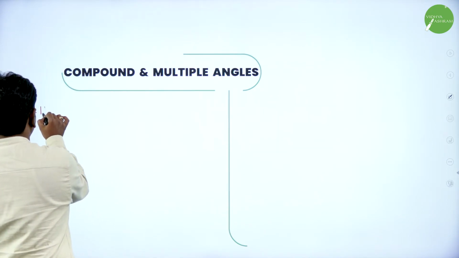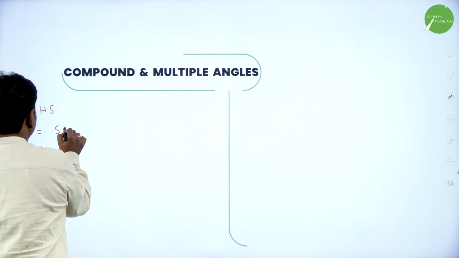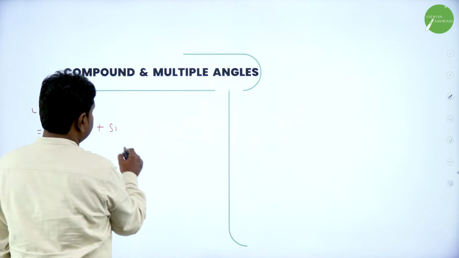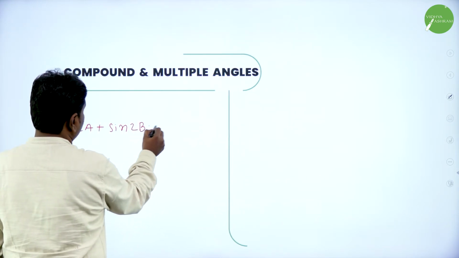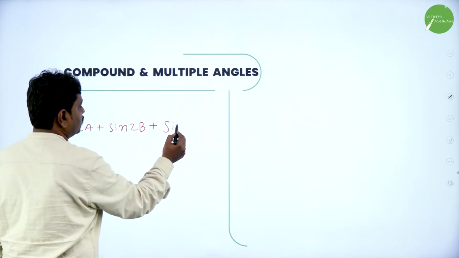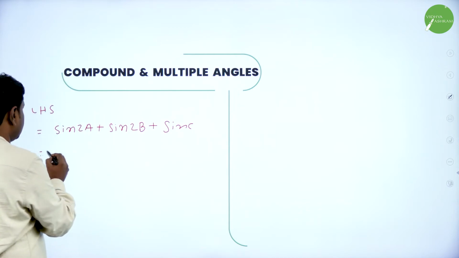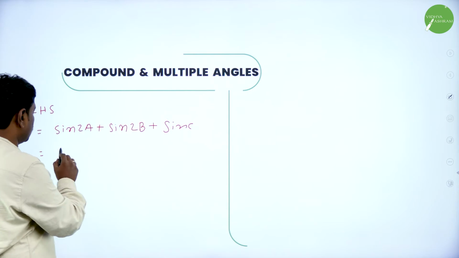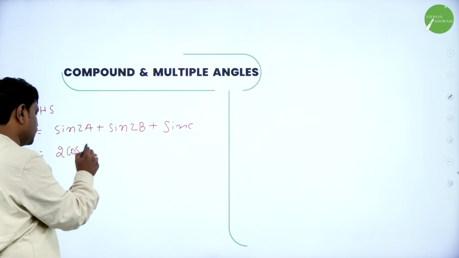What is LHS we have? LHS we have sin 2a plus sin 2b plus sin 2c. Now further, what is sin c plus sin d? Sin c plus sin d is 2 sin of c plus d by 2 into cos of c minus d by 2.